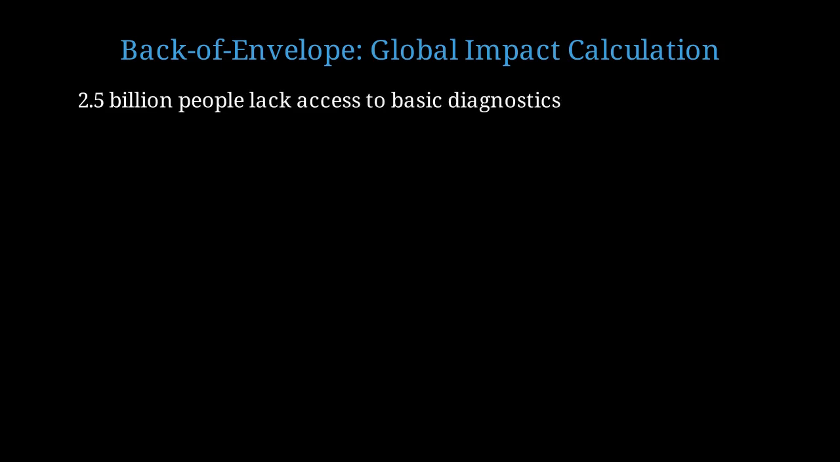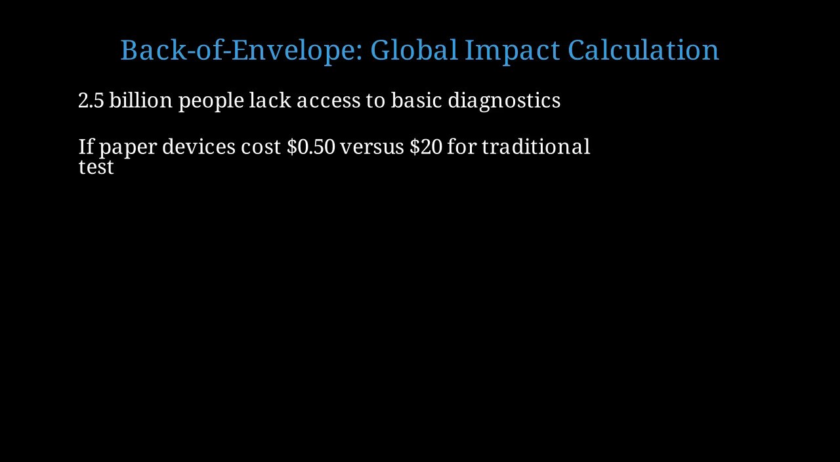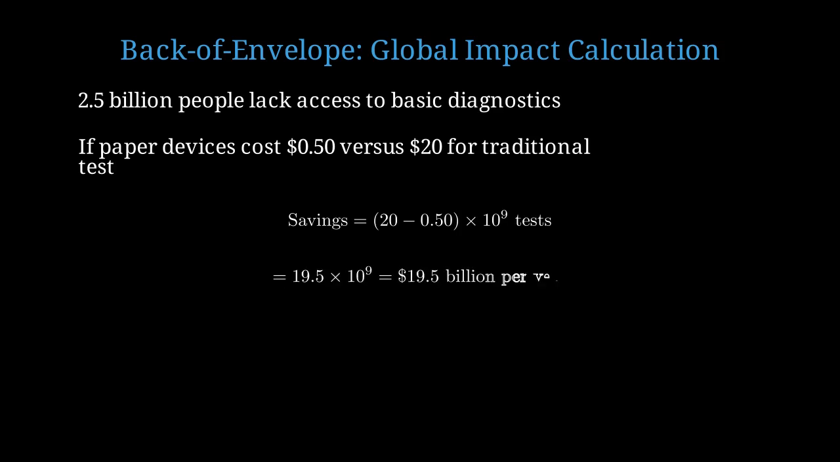Let's calculate the potential global impact of paper-based diagnostics. According to WHO, approximately 2.5 billion people worldwide lack access to basic diagnostic testing. If we compare a 50-cent paper device to a $20 traditional test, that's a 40-fold cost reduction. If 1 billion tests are performed annually, the savings would be (20 − 0.50) times 1 billion tests. That's 19.5 × 10⁹, or $19.5 billion per year in healthcare savings.